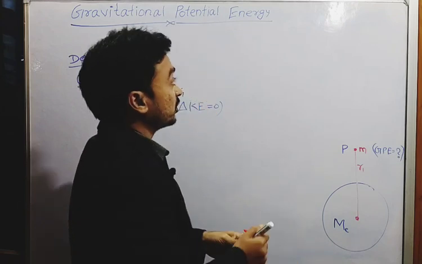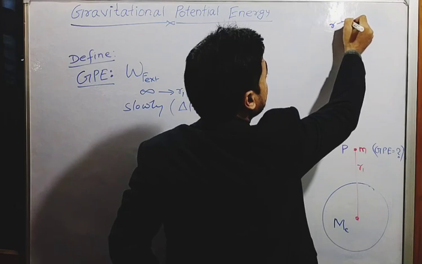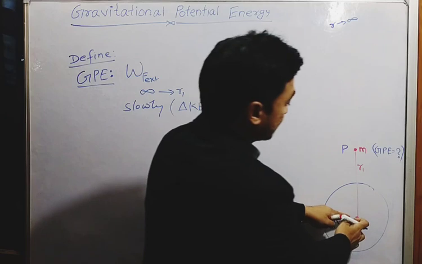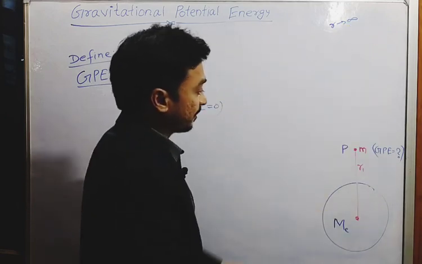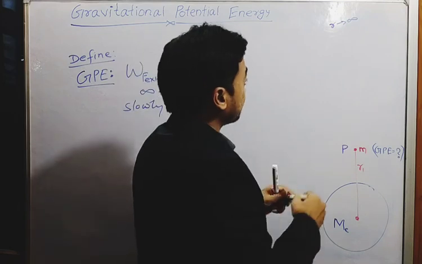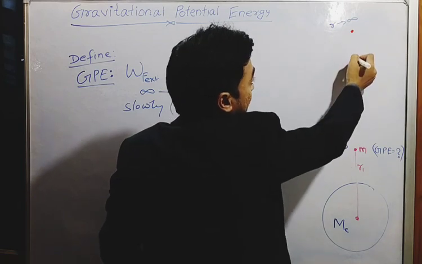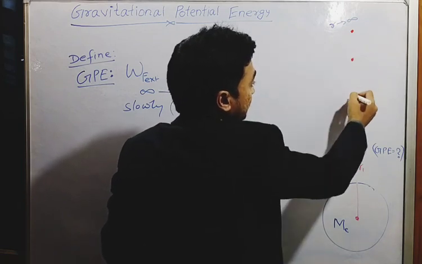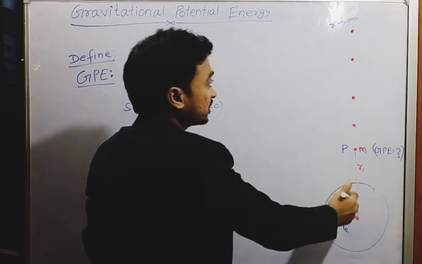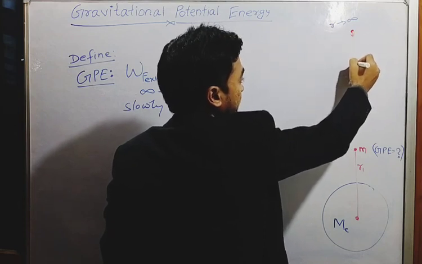Now let's see. Suppose at this distance, r is tending to infinity. This is a very large distance. From there, I am moving this mass slowly.